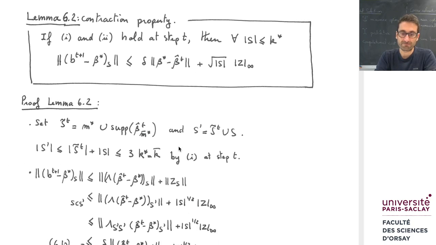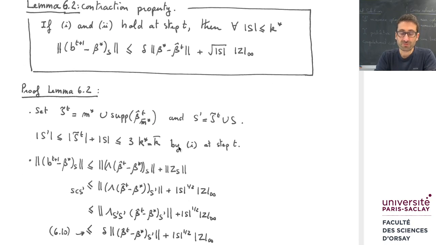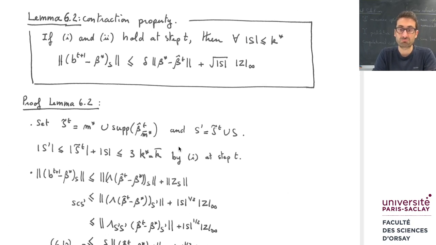So let's prove this line. The proof is very simple, actually. You just have to check it. Essentially, you need some notation. So I will define S tilde t, which is equal to the support of beta star union the support of beta hat t. You can write it as the support of beta star, which is M star, union the support of beta hat t outside of M star, right?